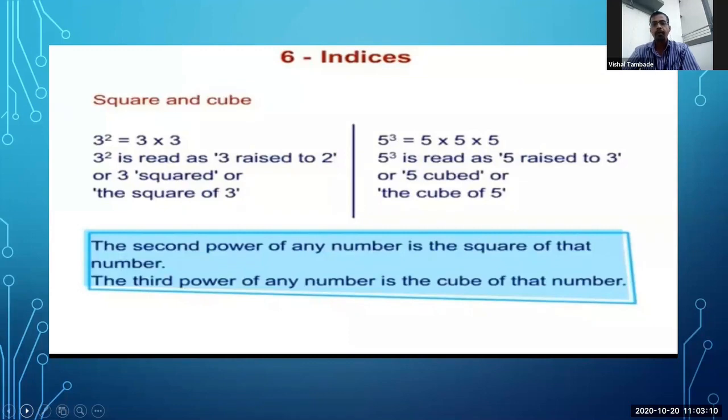Now the second power of any number is the square of that number. Means any number has a power 2. Second means 2. If any number has a power 2, then it is a square number. The third power of any number is the cube of that number. Means if any number has a power 3, then it is called a cube of that number. Okay, you have understood it better. If any number has a power 2, it's a square number. If any number has a power 3, it's a cube number.